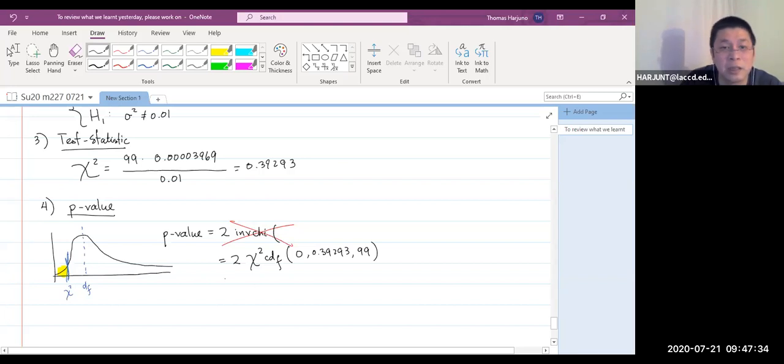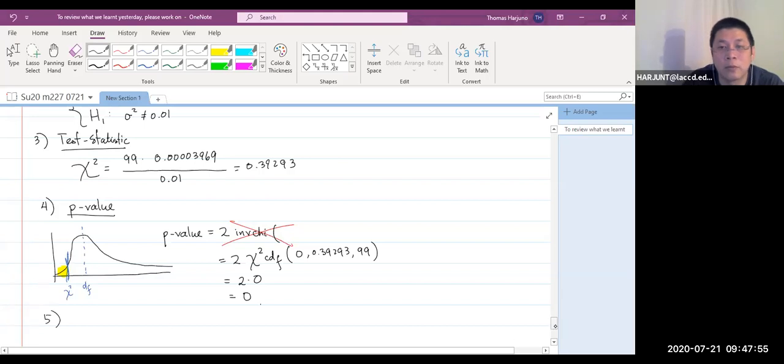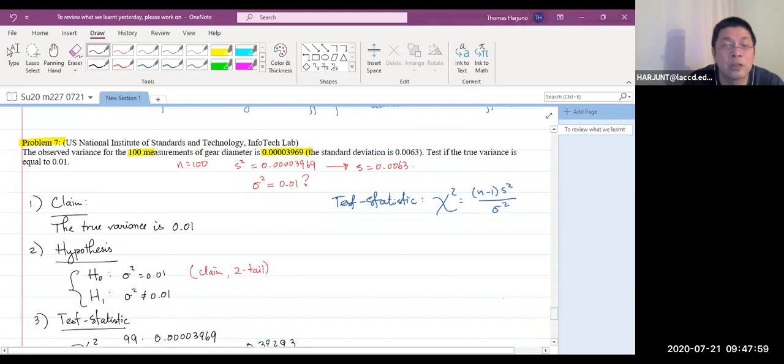That's basically 0. It's so small. It's so small that they call that 0. Okay, so then from here we see that, oh, again, they don't tell us the alpha. Oh. So we use alpha is 5%.